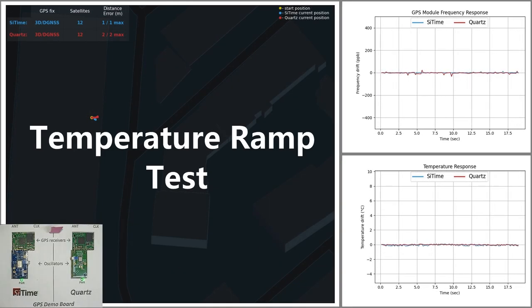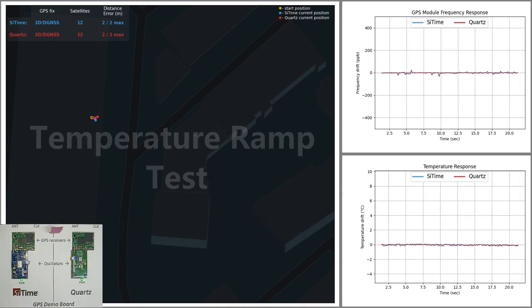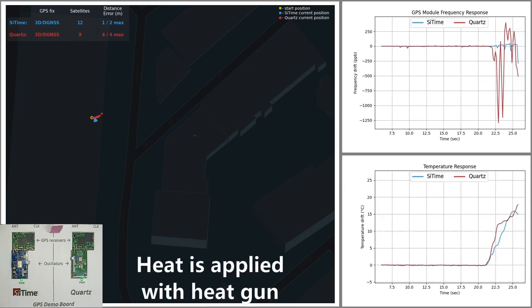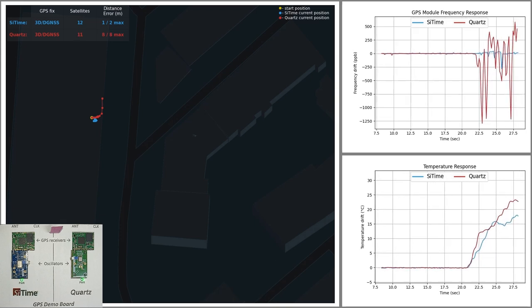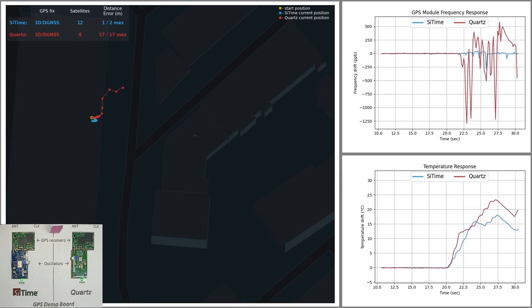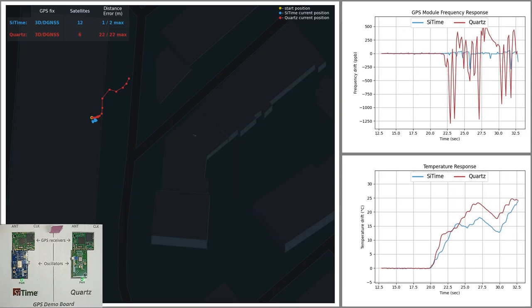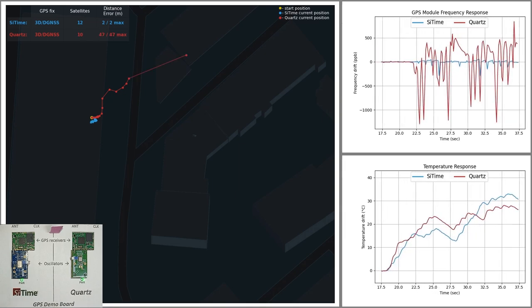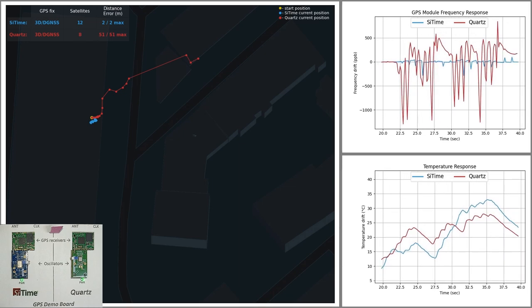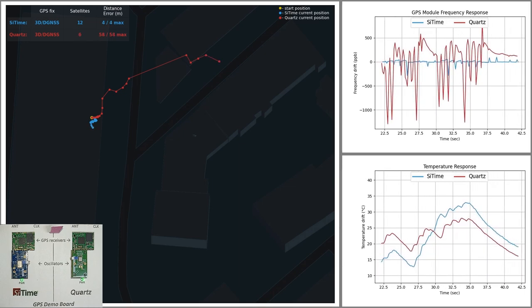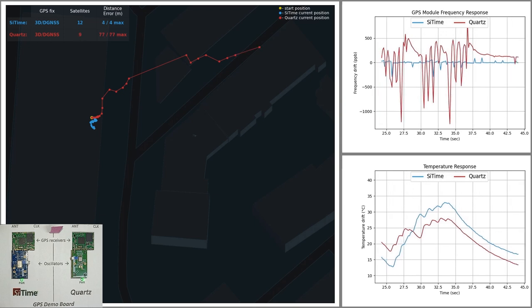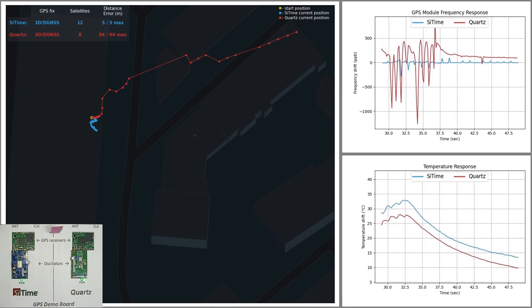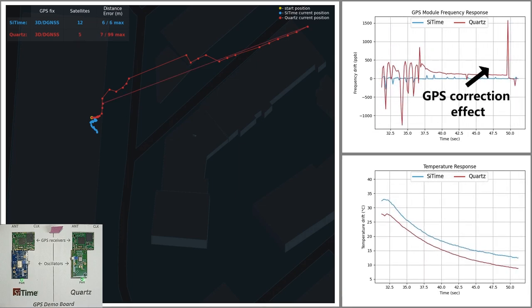Performing temperature ramp test. To create a fast temperature ramp, we heat both TCXOs with a heat gun. As can be seen from the frequency plot, the output frequency of the GPS receiver clocked by quartz fluctuates sharply, with amplitude over 1.7 ppm, which is outside the TCXO stability range. Similar to the previous case, the fast temperature ramp causes the loss of satellites of the GPS receiver clocked by a quartz TCXO, an enormous positioning error, about 100 meters from the initial point.